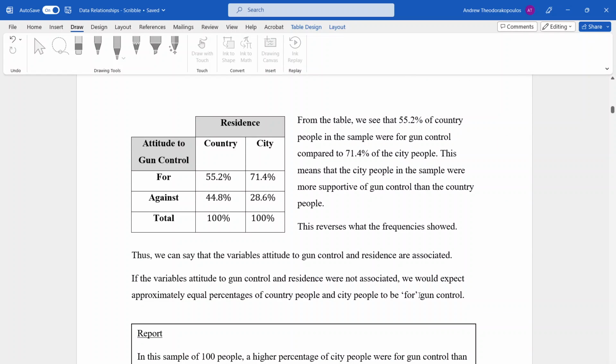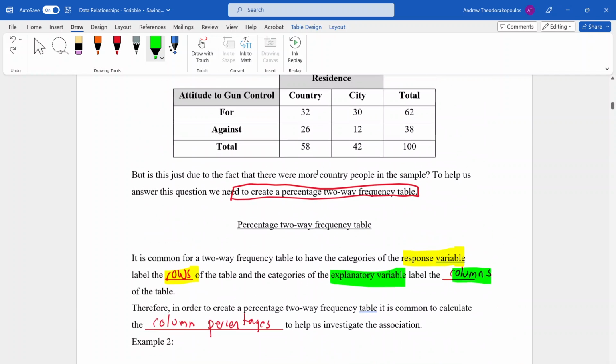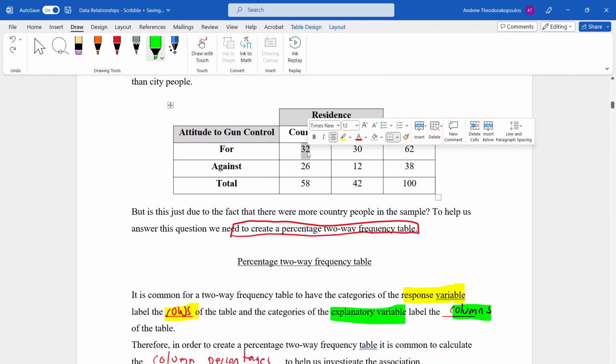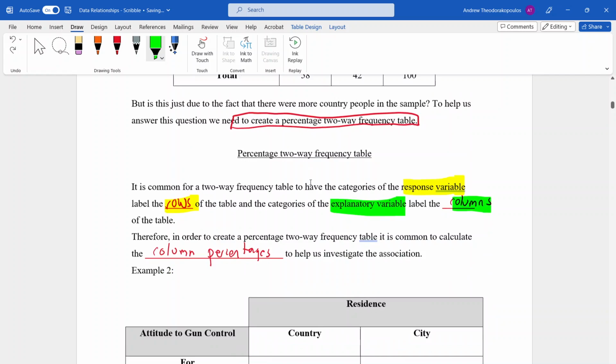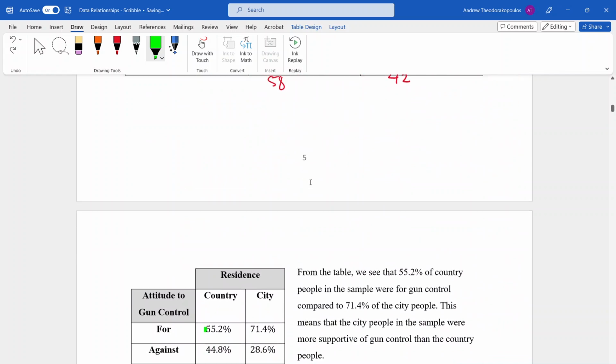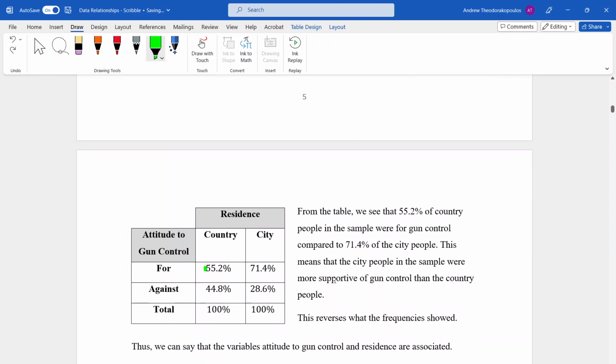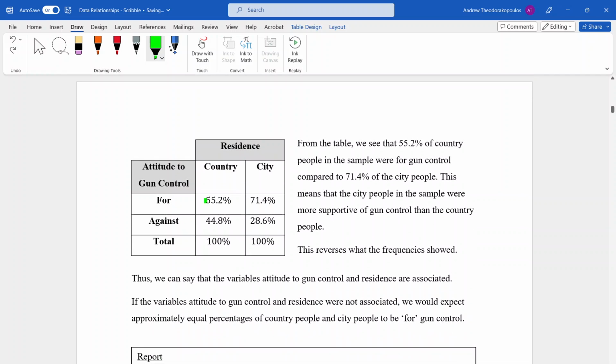From the table, we see that 55.2% of the country people in the sample were for gun control compared to 71.4%, similar to what I just said before. All right, so we're comparing those two numbers there. This reverses what the frequency showed. The frequency showed before that two more people were for it in the country than the city people. But again, I've said it like 3 times now, it's because of the number of people living in each section.